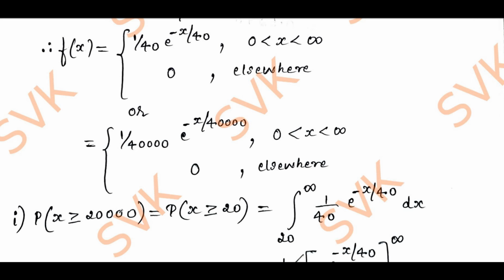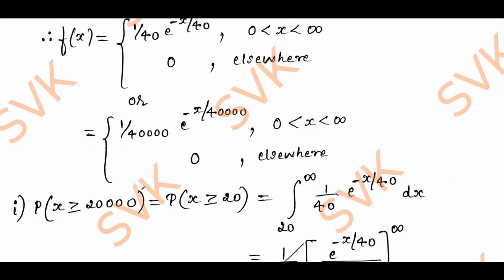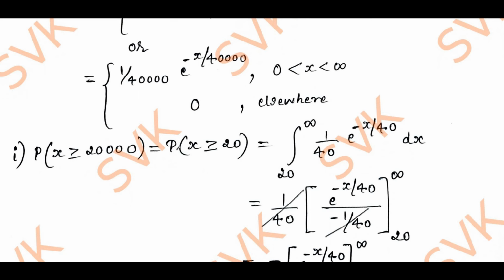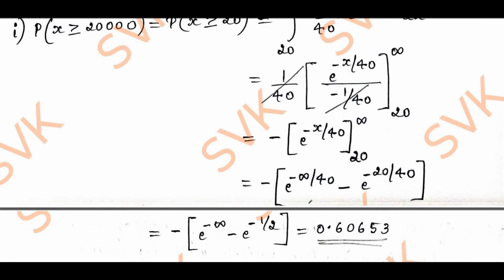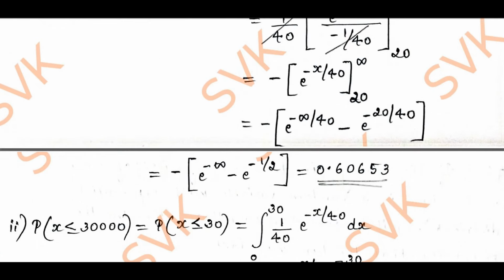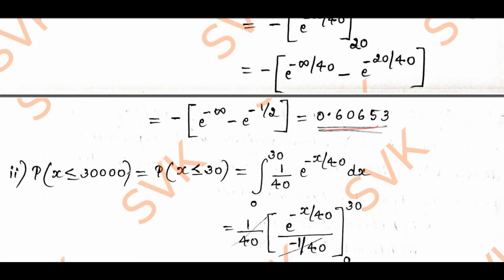Consider x greater than or equal to 20,000, as the given problem is 20,000 kilometers, which is x greater than or equal to 20, with limits 20 to infinity. Substituting all those values and simplifying, as I have told you how to integrate this, we get the solution as 0.60653.